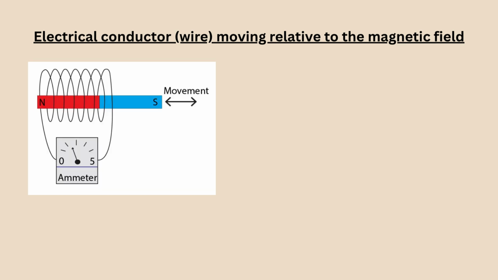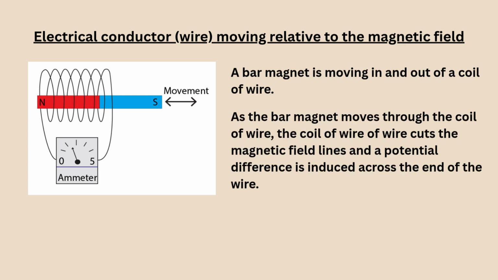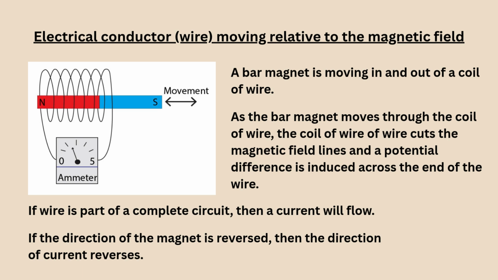Another example of an electrical conductor moving relative to the magnetic field is when a bar magnet moves in and out of the coil of wire, and as the bar magnet moves through the coil of wire it cuts the magnetic field lines around the magnet, and a potential difference is induced across the ends of the wire. And if the wire is part of a complete circuit, which it is here, then a current will flow, and if the direction of the magnet is reversed, then the direction of the current reverses.